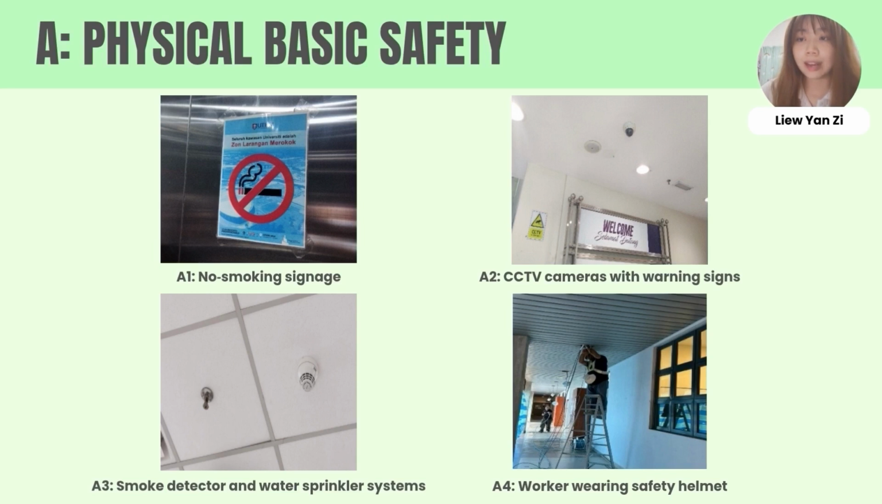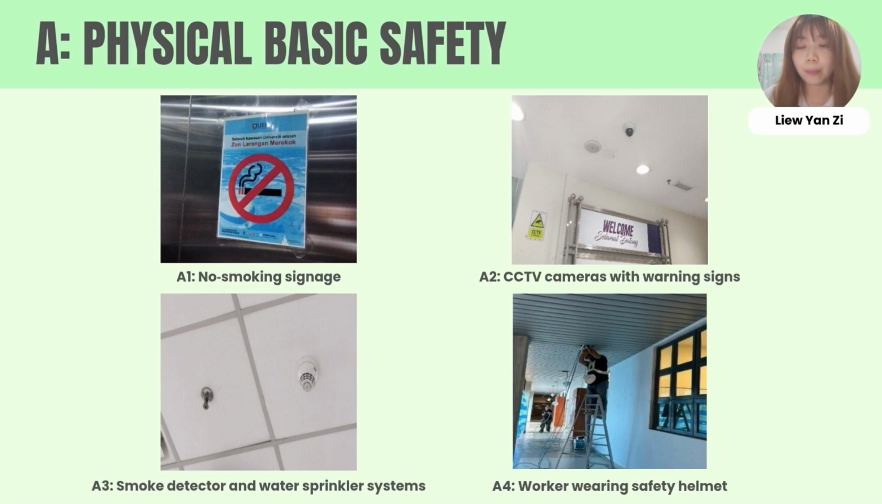Basic safety measures are fundamental to preventing accidents and ensuring a secure environment. The first picture presents the no smoking signal, which demonstrates compliance with health regulations and helps reduce fire hazards. The second picture is the CCTV camera with a warning sign, which provides surveillance deterring unsafe behavior. Smoke detectors and a warning sprinkler system are also important for early fire detection and suppression.